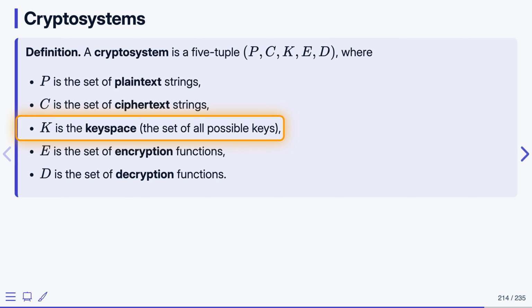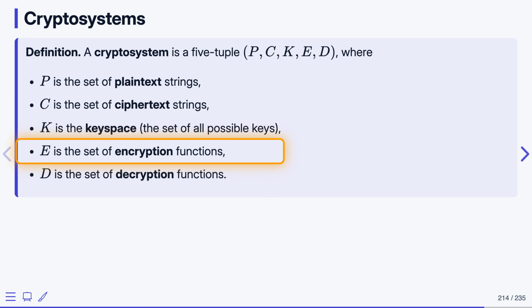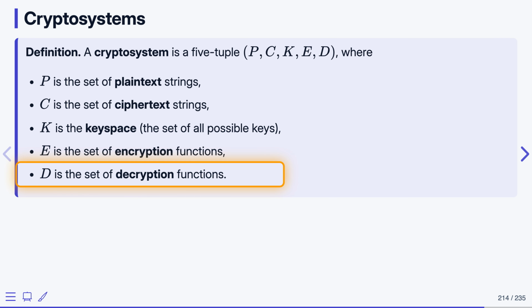K is the key space. Think of it as the ring holding every possible key. E is the set of encryption functions. And D is the set of decryption functions.